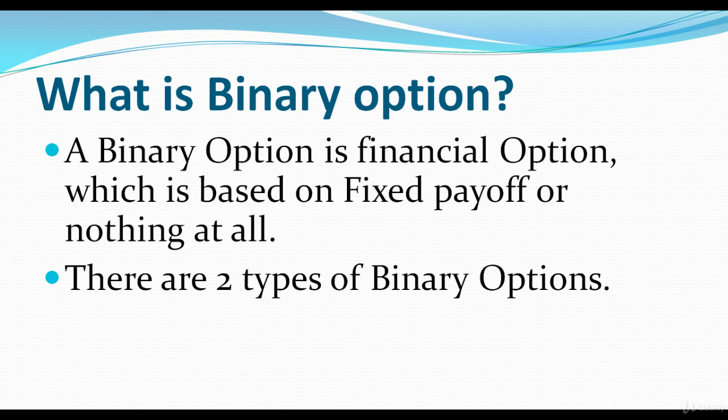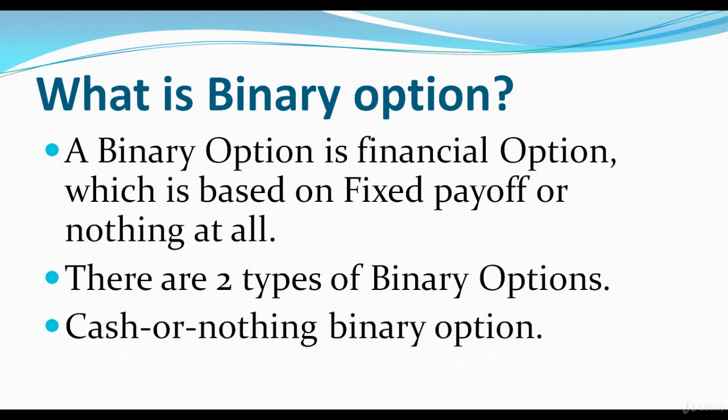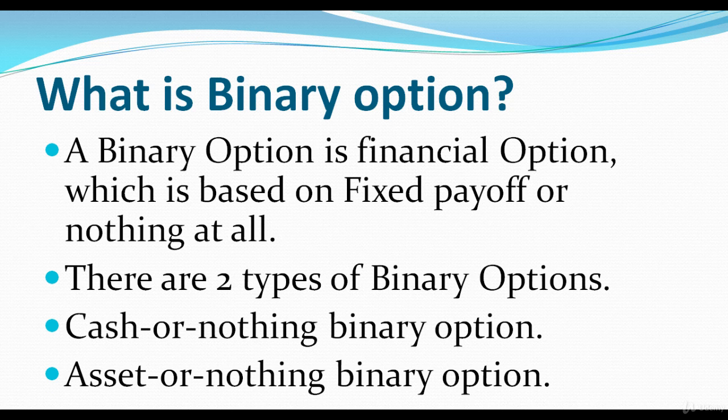There are two types of binary options. Cash or nothing binary option, which means you get cash if you win it, or you get nothing, or you get asset or nothing binary option. So in that case, you earn the stock or asset of the underlying security, or you get nothing.